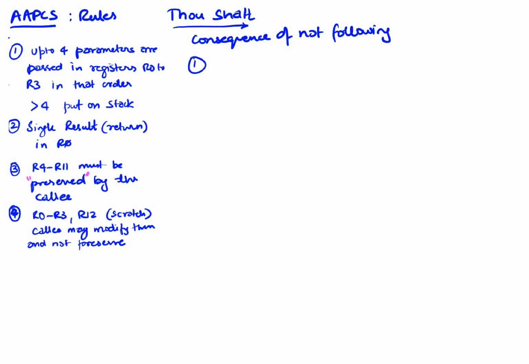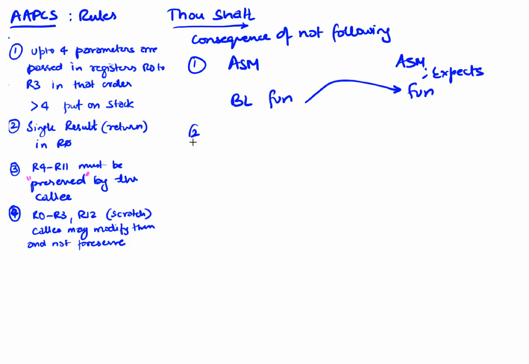The first scenario we already did. That is, we have assembly code calling another assembly function. Okay. So we said I do a BL to a fun. The fun is here. The fun expects something, and you have to follow those expectations. You have to meet those expectations when you do it. Let's take a second scenario.